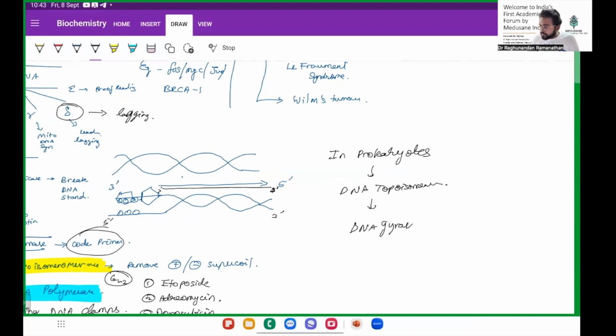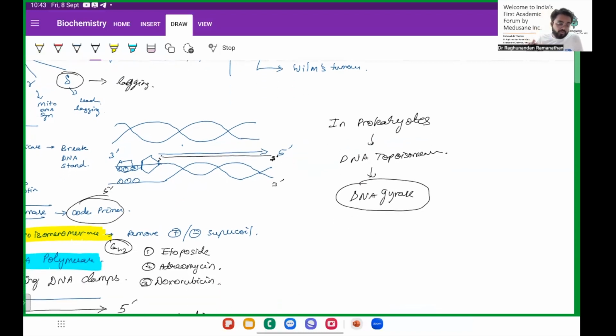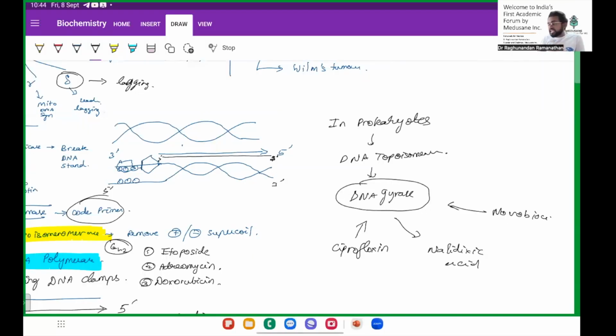Okay, so you are going to block this DNA gyrase with the help of certain drugs, which all you know commonly. One is going to be your ciprofloxacin. Other one is going to be your nalidixic acid, and other one is going to be your novobiocin. So all these drugs you will be using. Okay, the inhibitors of your DNA replication.